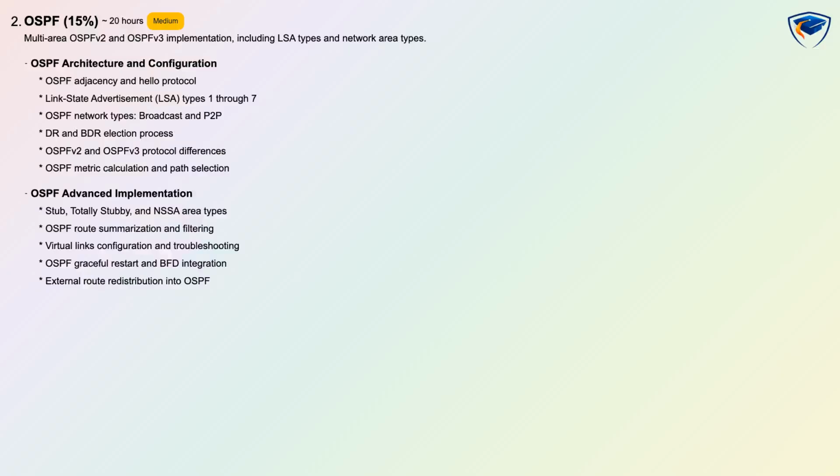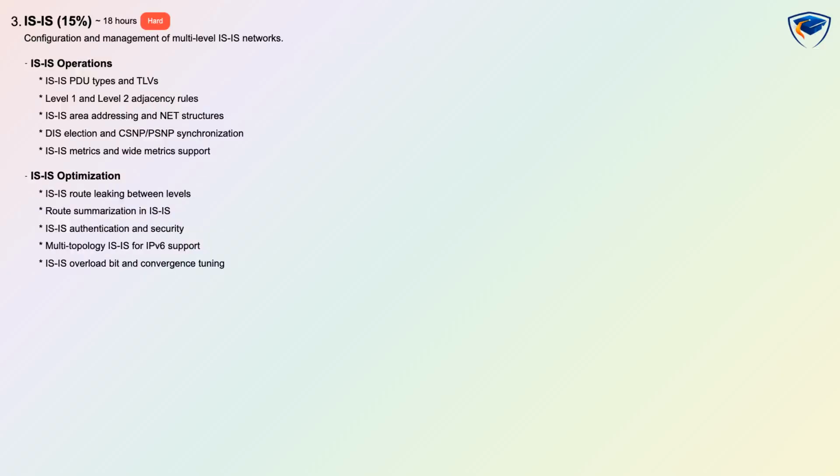redistribution. ISIS is 15% of the exam, rated hard, with about 18 hours of estimated study and conceptual plus scenario-based assessment. Study ISIS PDU formats and TLVs, Level 1 and Level 2 adjacency rules, NET addressing, and DIS selection with CSNP and PSNP synchronization. You will learn metric types including wide metrics and how to leak routes between levels.